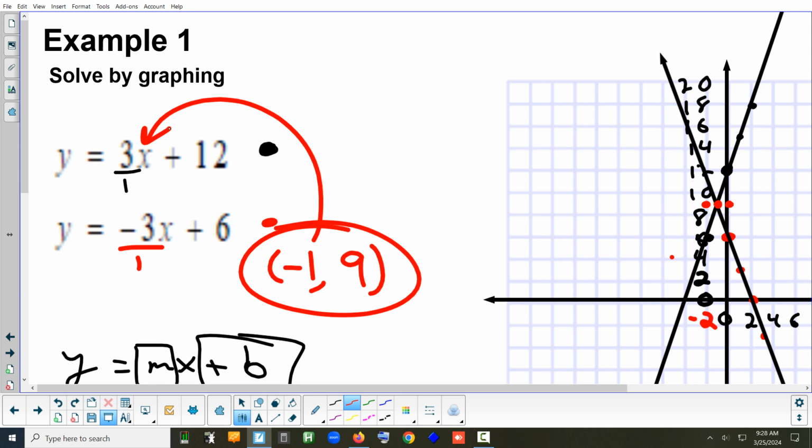Okay, so if you don't want to scale by 2s, because that's kind of confusing, that's fine. You're going to need bigger graph paper. You have to have graph paper that goes up to at least 12 to get a y-intercept.